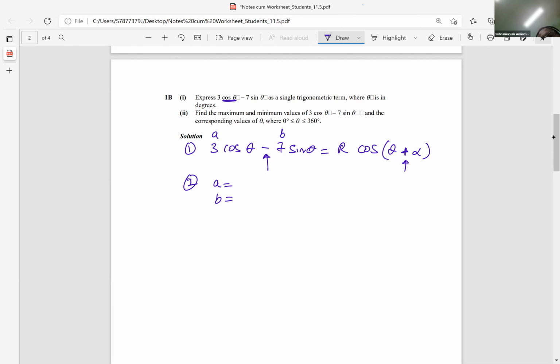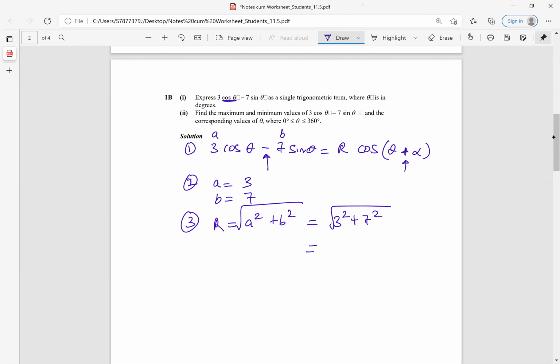So tell me, guys. 7, 7, A. Alamak, what am I doing? Can? Guys? Hello? Yes. Okay, what is R? A squared plus B squared will give me what? 3 squared plus 7 squared? Square root of 58. Thank you. Oh, that's a fast response.